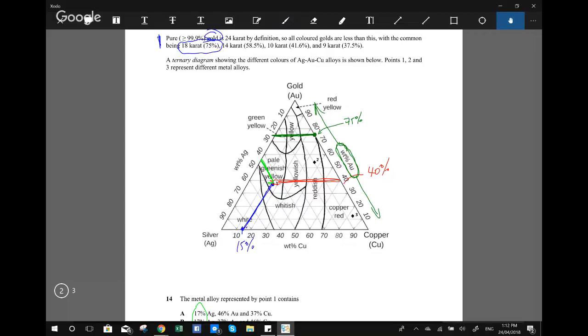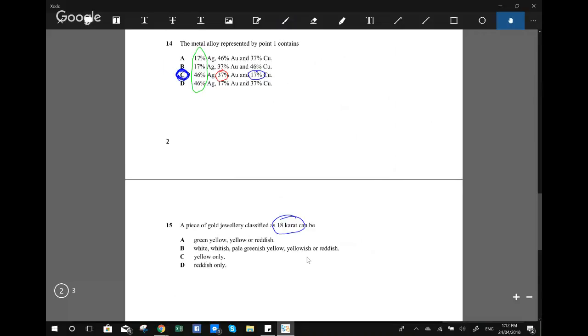And you can see that this line that we've drawn, which represents 75% gold, or 18 carats, goes through 3 different regions. It goes through green, yellow, and it goes through the reddish region. So let's look for that answer. Green, yellow, yellow, and reddish. That happens to be A in this case.